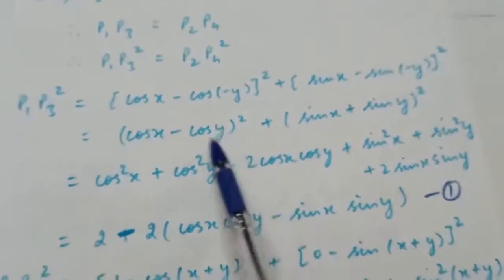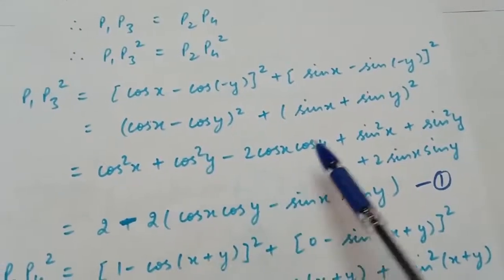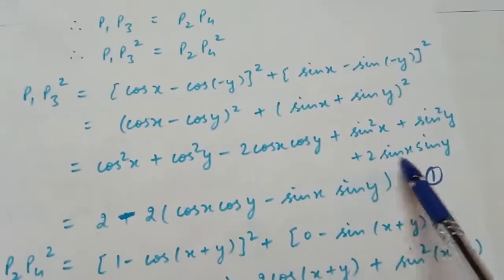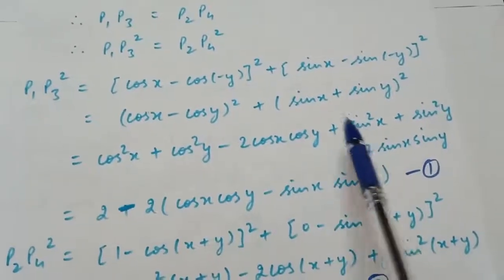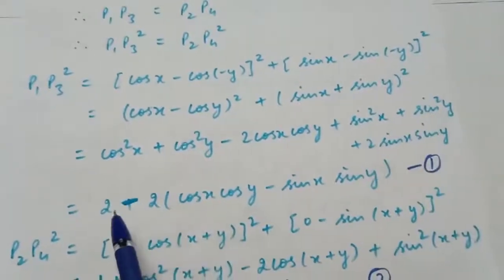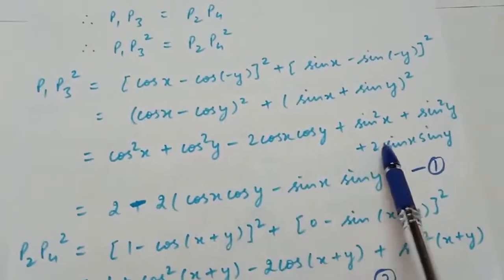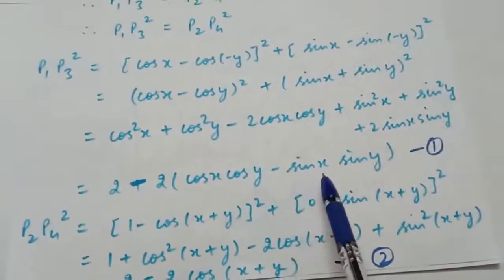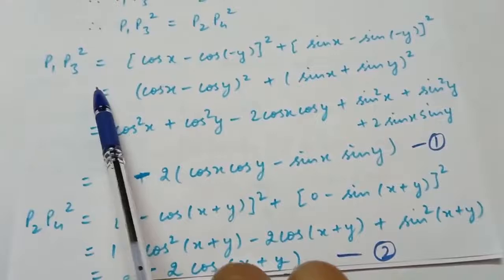Now open this square, you will get cos square x plus cos square y minus 2 cos x cos y plus sin square x plus sin square y plus 2 sin x sin y. Now see, cos square x plus sin square x will be 1 and cos square y plus sin square y will also be 1. So 1 plus 1 is 2, and also taking minus 2 common from these terms, you will get in the bracket cos x cos y minus sin x sin y. Let this be 1. This is the distance P1 P3 square.